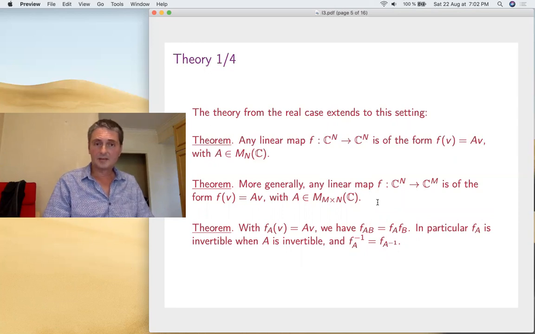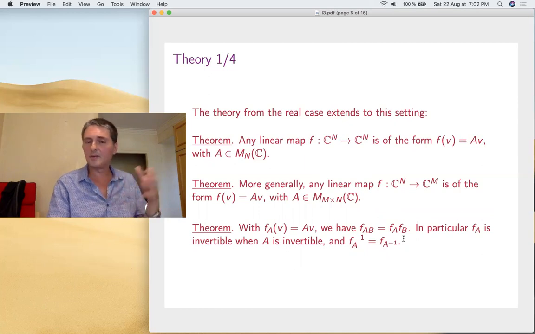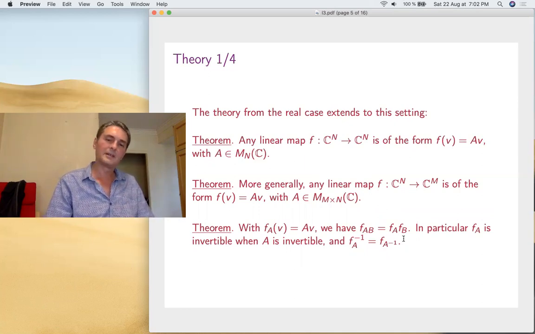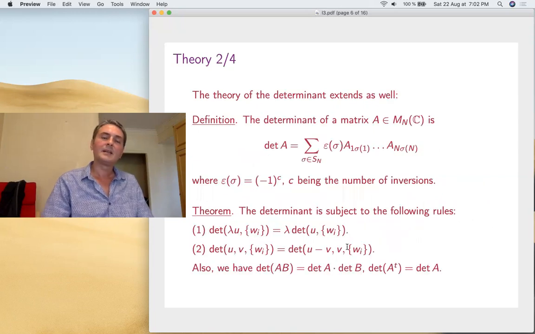Finally, also exactly as in the real case, with this notation, where F_A is the multiplication by A, we have F_{AB} is F_A of B. So composition of linear maps corresponds to composition of matrices. So in particular, if you want to invert a map, you have to invert the matrix, right? This second formula follows from the first one. Now, what else do we know?